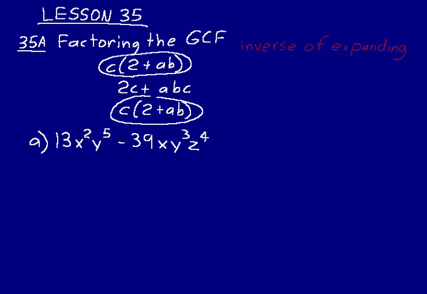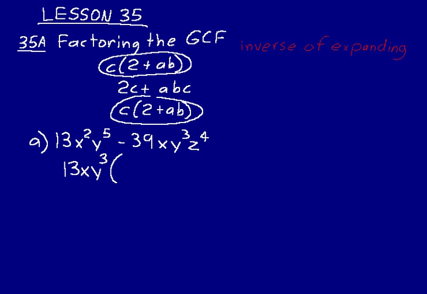Let's go ahead and do a practice problem here. Let's factor this expression out. The first thing we want to do is figure out what the greatest common factor is between those two terms. We start with our numbers, 13 and 39. They both have a 13 in common, so we'll write that down. Then look at the x's. They both have at least an x in common. And then the y's, they both have at least a y cubed in common. And then the z's, one of them has a z to the fourth, the other one doesn't have a z term at all, so we wouldn't put any z in the greatest common factor. So there's our greatest common factor, 13x y cubed.